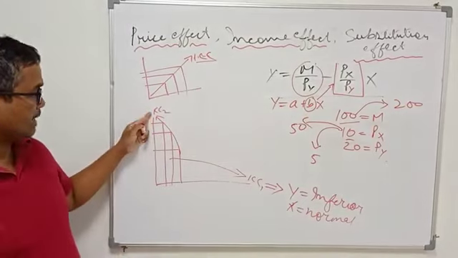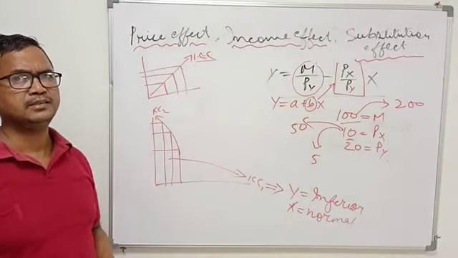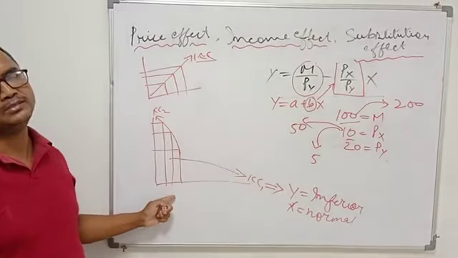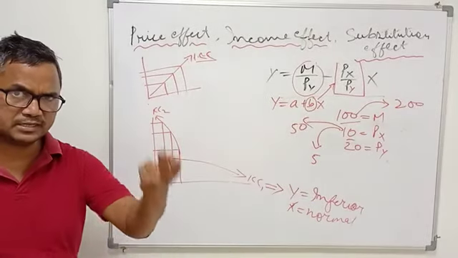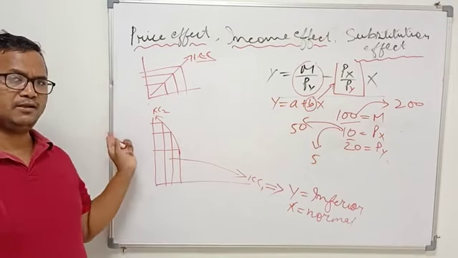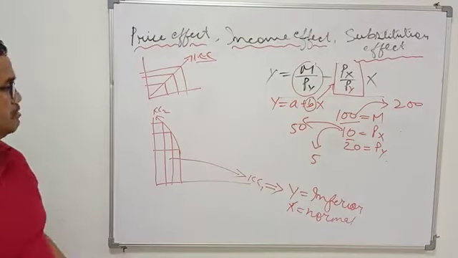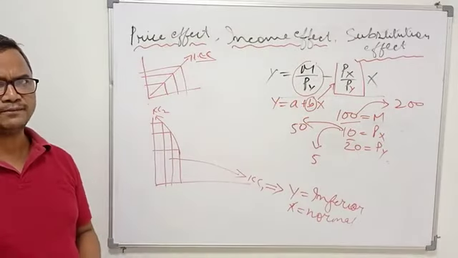Okay, but if this is the ICC, backward bending towards the Y axis, that means your X commodity is an inferior good, because your income is increasing and you are reducing the consumption of X. Okay, and Y commodity will be a normal good. So this is nothing but what is called income effect.